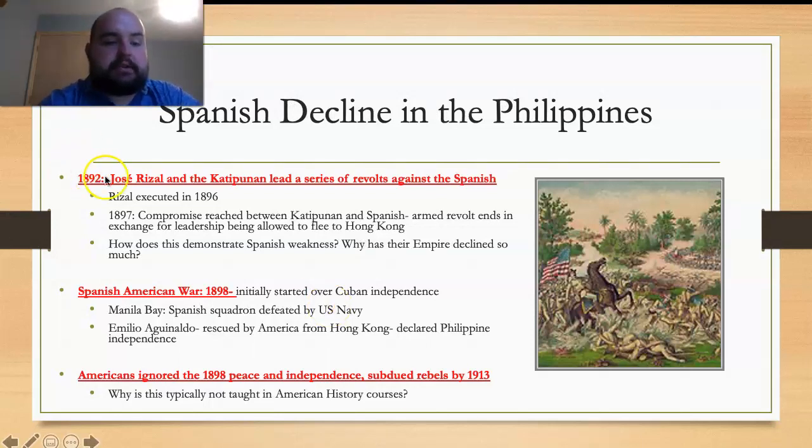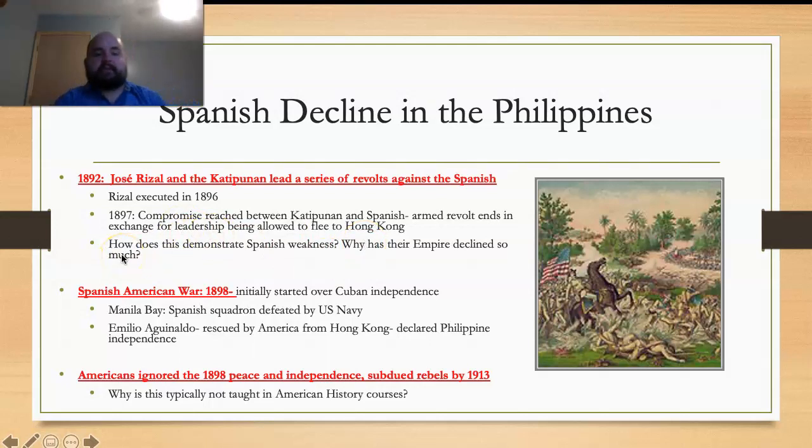By 1892, Jose Rizal and the Katipunan leaders, as they were called, led a series of revolts against Spain. Rizal was executed by 1896, but by 1897 there was a compromise reached between the Katipunan and the Spanish, where armed revolts would end in exchange for leadership being allowed to flee and not killed or prosecuted into Hong Kong.